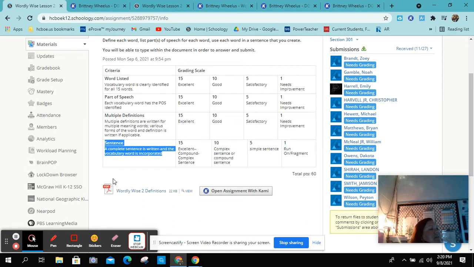In order for you to receive the full 15 points for this part, you must write a compound complex sentence for each word. Okay? If you want to receive at least 10 points for them, you have to do a complex sentence or a compound sentence. If you want to get just the bare minimum, you have to write a simple sentence and you're only going to get 5 points. Now, I'm going to tell you, you are not allowed to do the minimum. You have to shoot for or aim for a 15 or a 10.